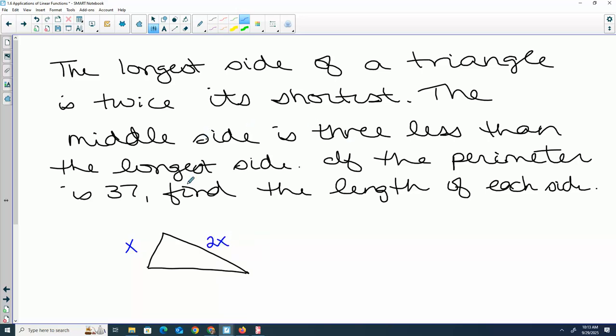Okay. The middle side, so that's got to be my third one, is 3 less than the longest. What was my longest side? So 3 less than that would be? How do you find perimeter? Add our sides. So we have x plus the 2x plus the 2x minus 3 equals 37.